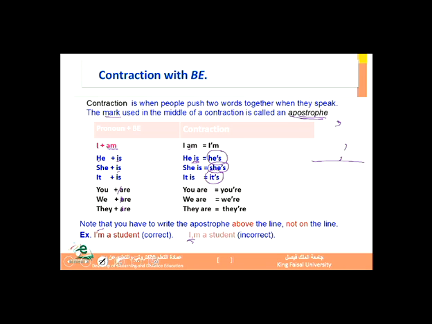According to the book, you have to know that the apostrophe is to be written above the line, not on the line. It is not acceptable to use it on the line. It has to be above the line, like that. If you look at the examples here, all the apostrophes are written above the line, not on the line, and so on and so forth. This is what we call contraction, where we push two words together when they are spoken.